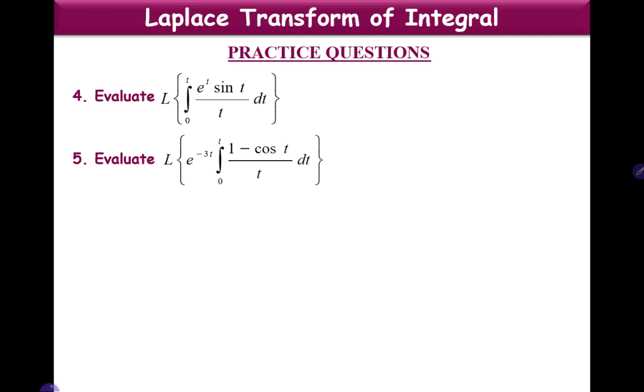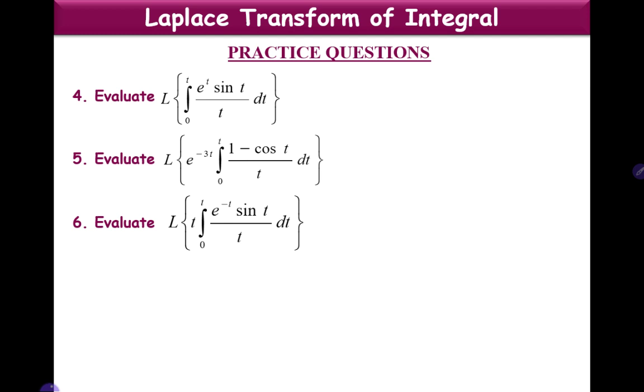Similarly, the second one is evaluate L of e power minus 3t into the integral from 0 to t of 1 minus cos t by t. First apply the first shift property because you have L of e power at into some function. Then Laplace transform of integral, and then L of f of t by t. Again 3 properties. Next one is evaluate L of t into the integral from 0 to t of e power minus t sin t by t dt. Here also you need to apply 3 properties, 4 properties in fact.